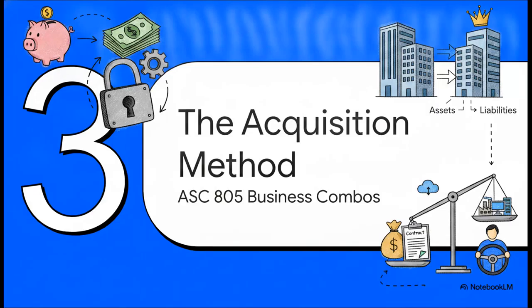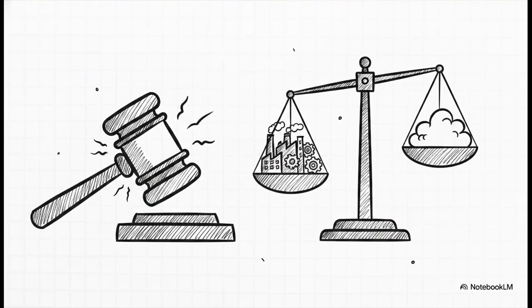All right, let's move to Track 2. Section 3, the acquisition method. Shifting gears from controlling without ownership, we're now looking at actively buying control. Under ASC 805, the acquisition method isn't just a suggestion, it is absolutely mandatory for all business combinations. There are literally no alternative methods allowed.